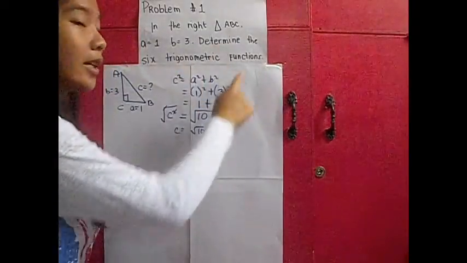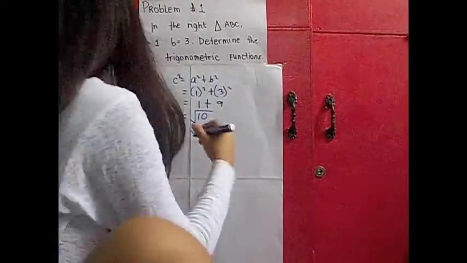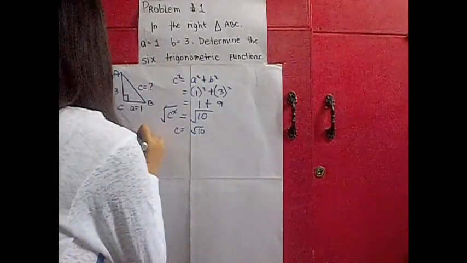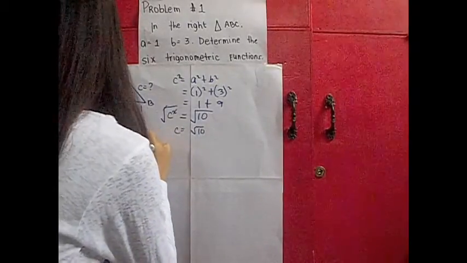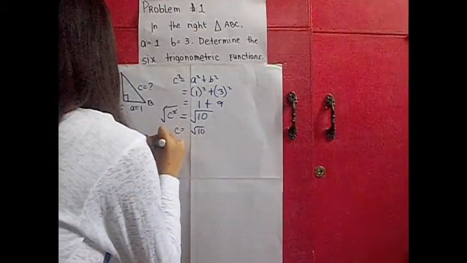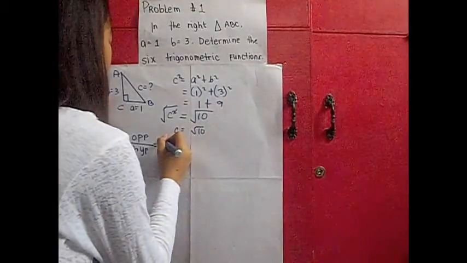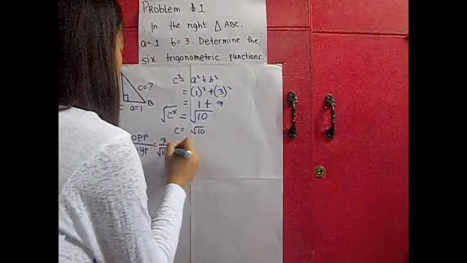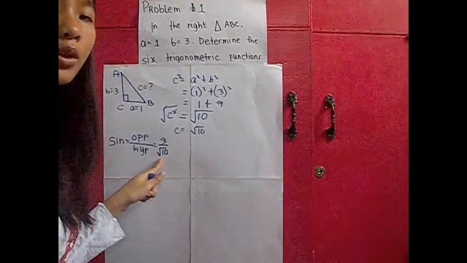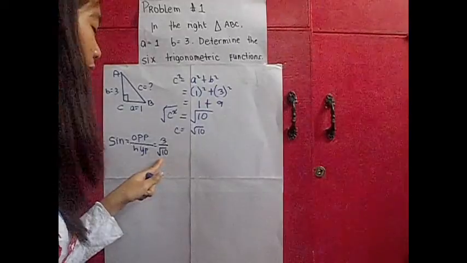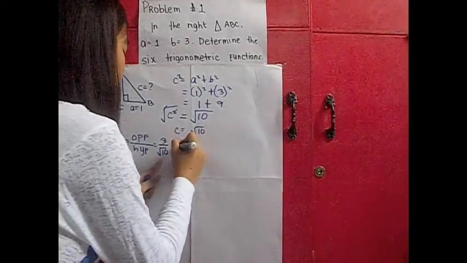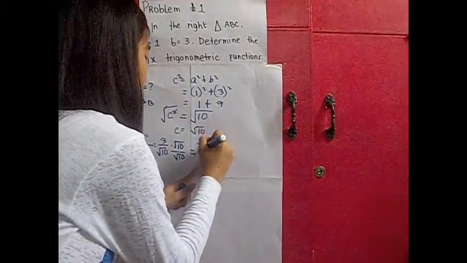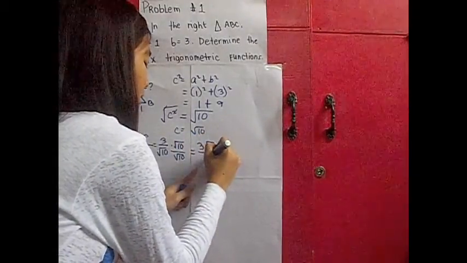Now, we need to determine the six trigonometric functions. The first one is the sine. The sine is equal to opposite over hypotenuse. The opposite is equal to 3 and the hypotenuse is equal to the square root of 10. In the denominator, we don't allow a radical sign, so we need to multiply by the square root of 10. It is equal to 3 square root of 10 over 10.